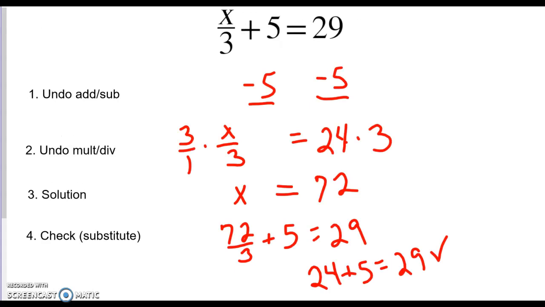All right, here we go. First step was to subtract 5 from both sides, and then multiply both sides by 3, and that gave me x equals 72. And then I check it by putting 72 back in place of x. 24 plus 5 is equal to 29. If you did not get that, please stop your video recording and look at it, and please figure out what you did wrong, okay?